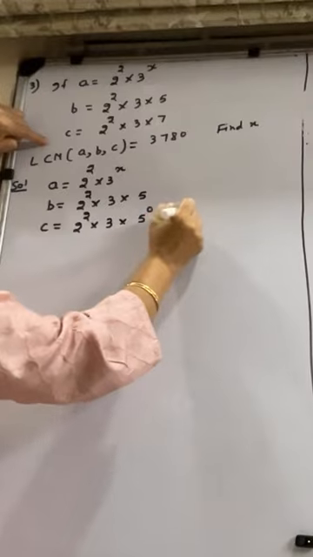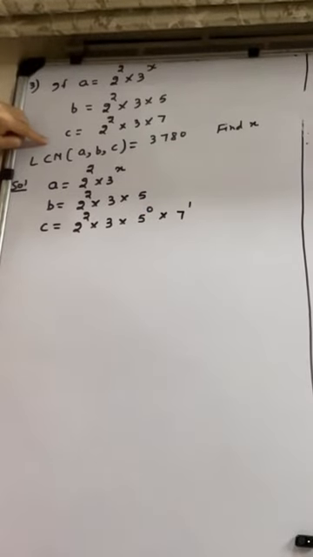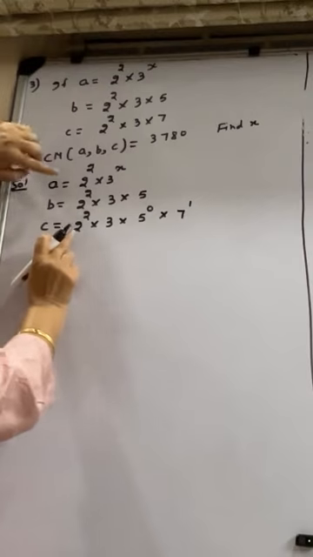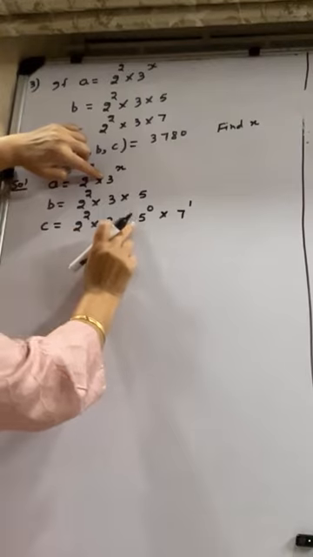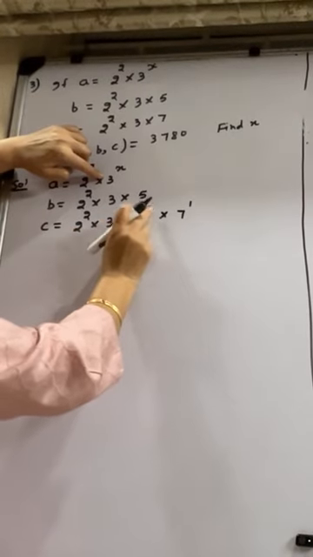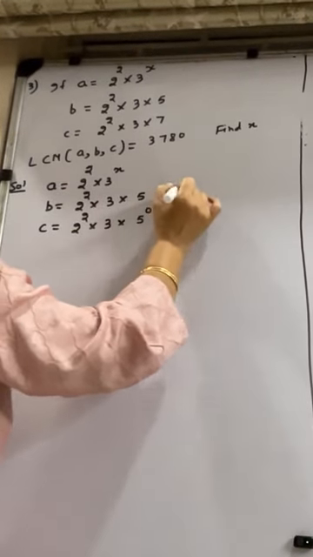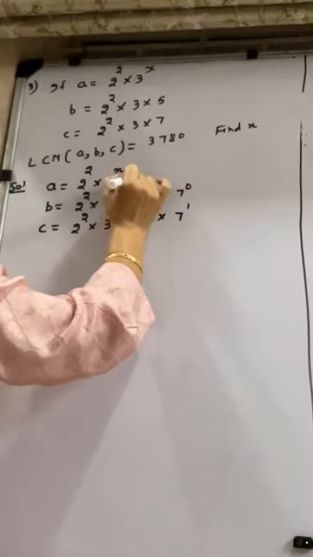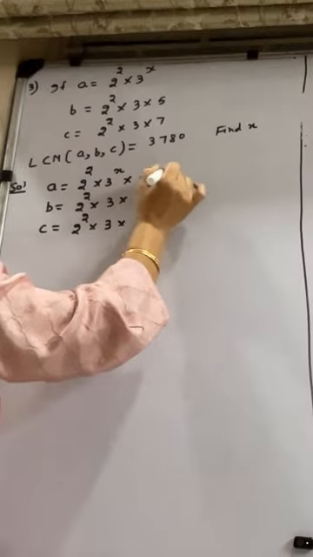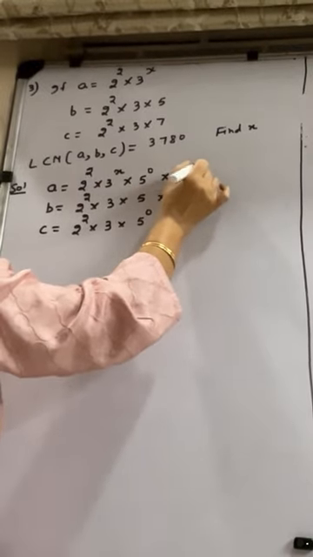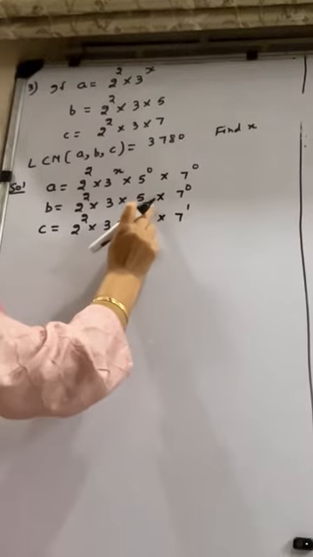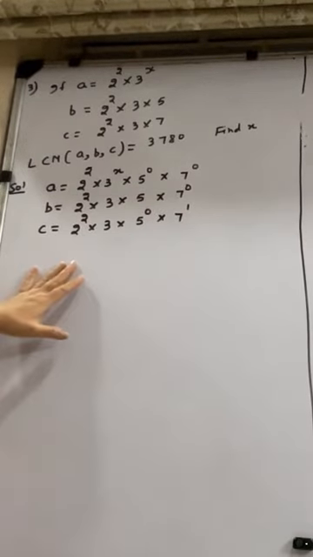Can I write it as 5 to the power 0 and then 7 to the power 1, right? See, C does not have 5, so I can write 5 to the power 0. Here I can write 7 to the power 0. And here I can write 5 to the power 0 and 7 to the power 0. Because anything raised to the power 0 is always 1, right?